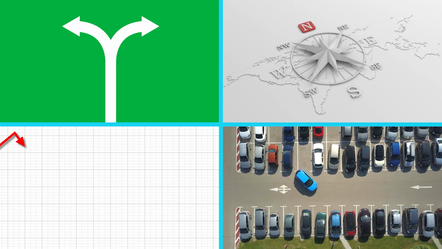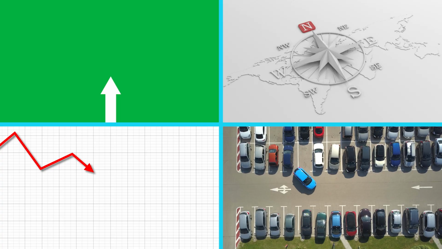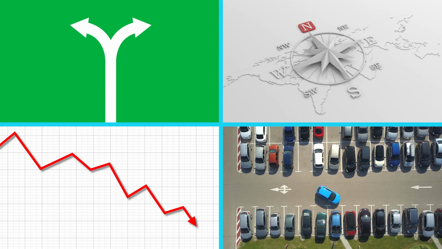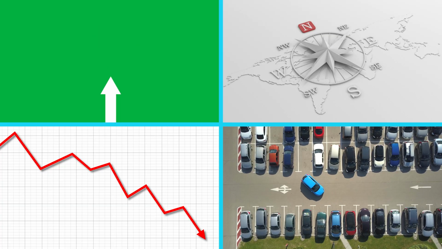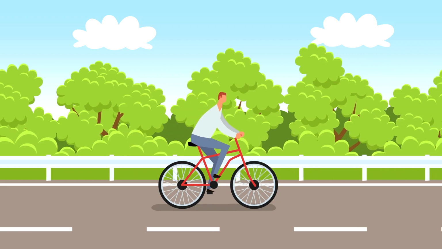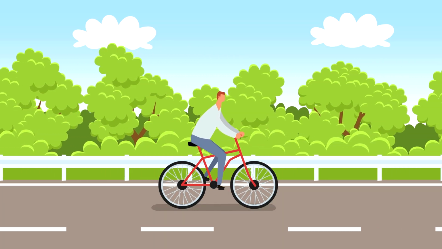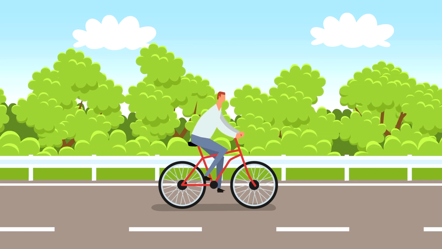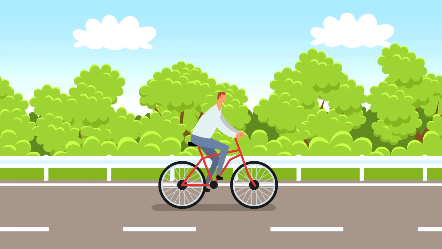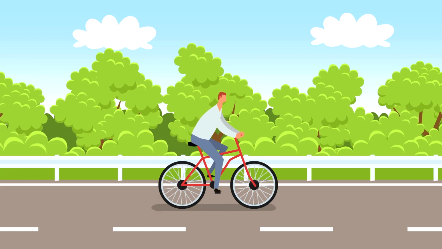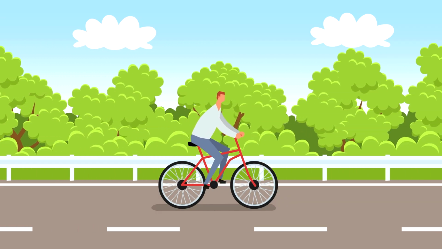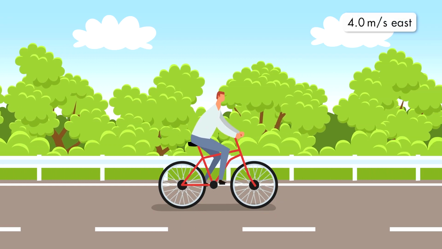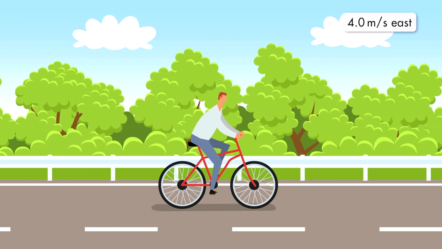To indicate direction, we often use terms such as left, right, east, west, up, down, forward, or backward. For example, the velocity of a bicycle traveling at 4.0 meters per second toward the east has a magnitude of 4.0 meters per second and a direction of east. So, its velocity is 4.0 meters per second east.